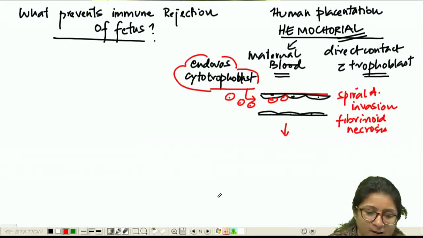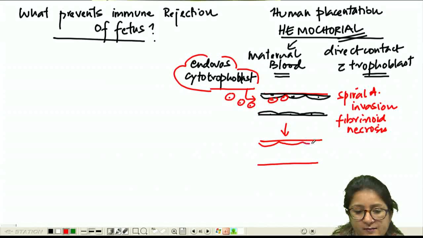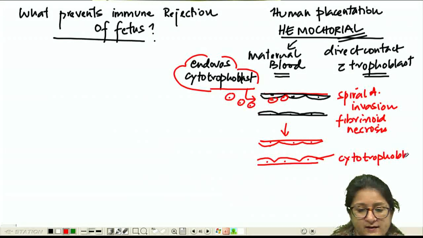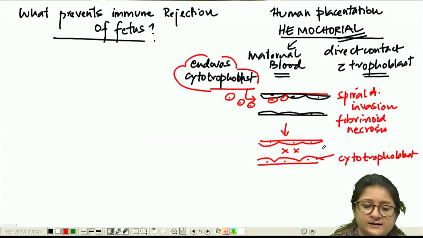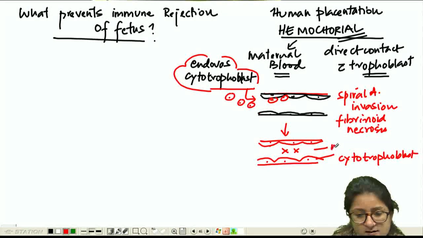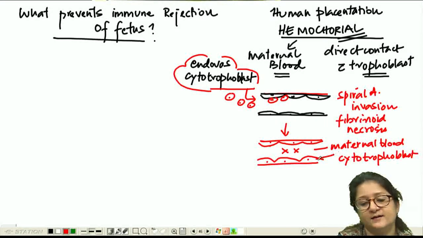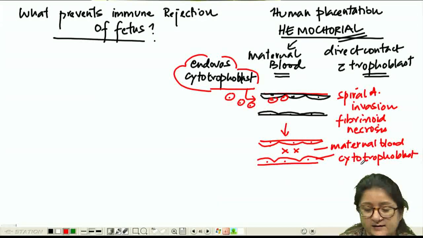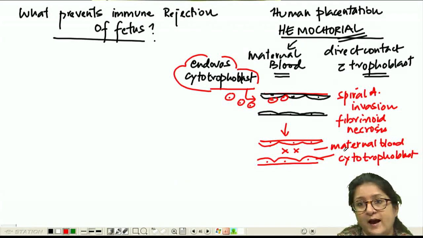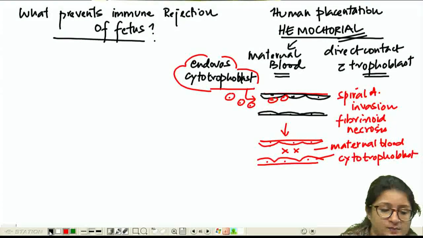remodeling. After remodeling, what will happen? These would be the spiral arteries, lined by endovascular cytotrophoblast. These spiral arterioles contain maternal blood. So we understand that the maternal blood is in direct contact with the cytotrophoblast. This is maternal blood, cytotrophoblast is fetal tissue, and it is foreign tissue. Still the maternal blood is not mounting an immune response to destroy the cytotrophoblast. Why does this happen?